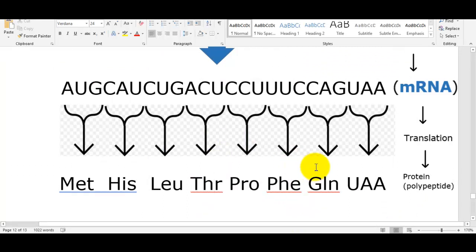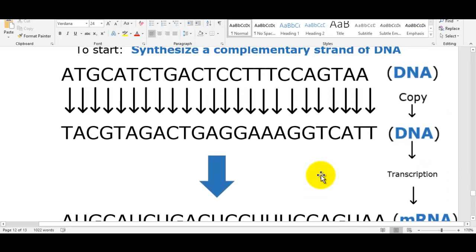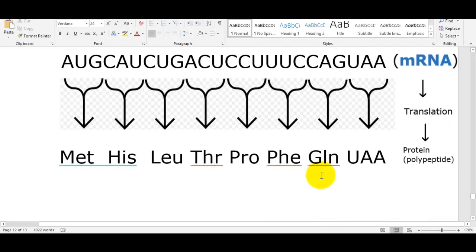Ours is really not that big, of course, but you think about a protein like hemoglobin. Hemoglobin is 256 amino acids. So we did 1, 2, 3, 4, 5, 6, 7, 8. So ours is pretty small. I went ahead and spaced these out so they would match up with the transfer RNAs, and I did the lowercase just like in our chart. But that is transcription and translation in a nutshell.